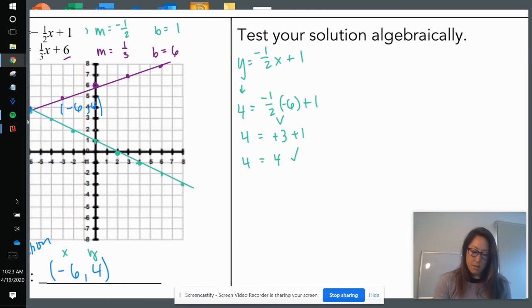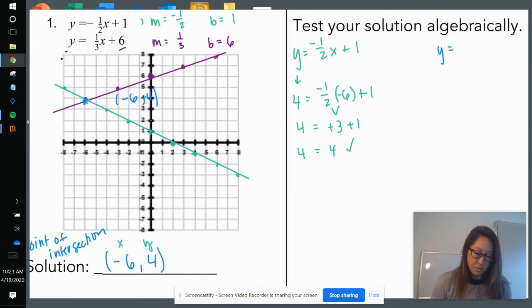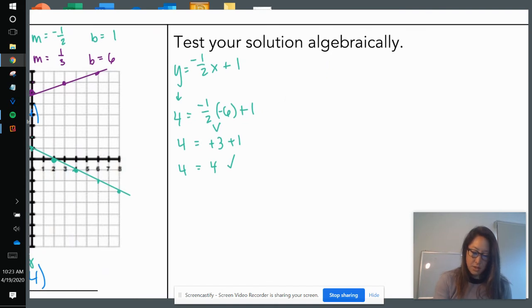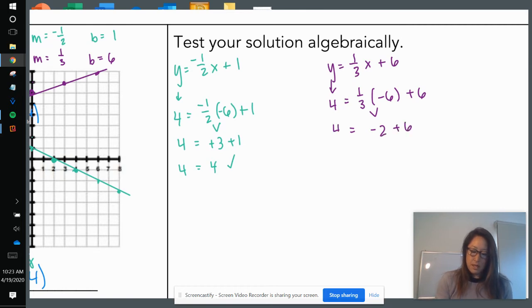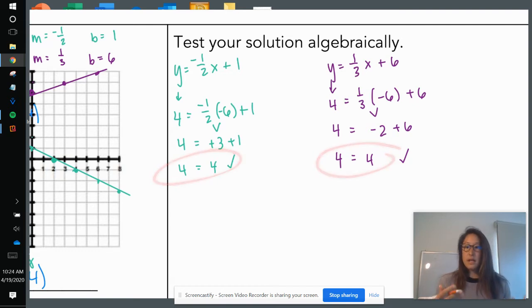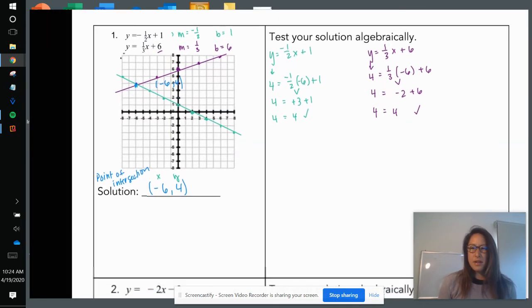Okay. For the second equation, y is equal to 1/3 x plus 6. So again, we need to substitute the same values. So that would be 4 is equal to 1/3 times -6 plus 6. Multiply first, giving me -2 plus 6. 4 is equal to 4. Verified. Now, if these both don't work at the same time, then that ordered pair is not our solution. Or you evaluated funny.